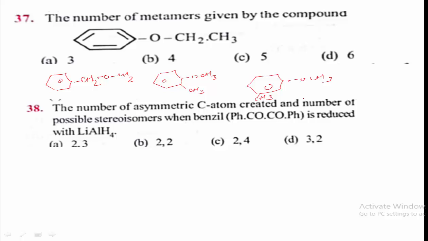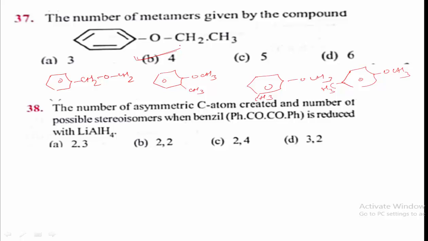Therefore the answer for this question is, okay, another one is possible also in the para position. Is it right? Yes, you're right, that one also: OCH3 and in the para position I write CH3. Therefore a total of 4 isomers are possible for the given compound. Therefore option B is the right answer.